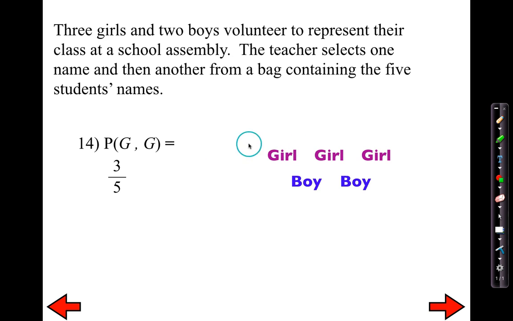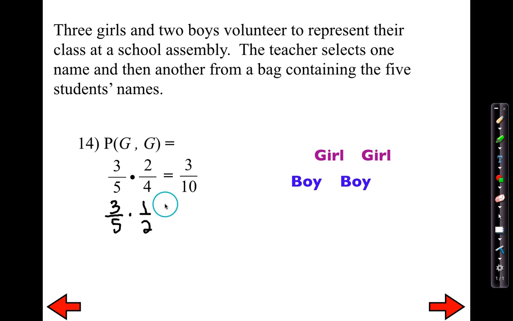Now that a girl has been chosen, one of them has been removed. So now it's going to be a total of 2 girls out of a total of 1, 2, 3, 4 different possibilities. Now here, that's going to be it. I'm going to check if I can reduce or cross cancel. I can definitely reduce this fraction here. So it's going to be 3/5 times 1/2, because I'm dividing both the numerator and denominator by 2, and that's going to give me a total of 3/10.